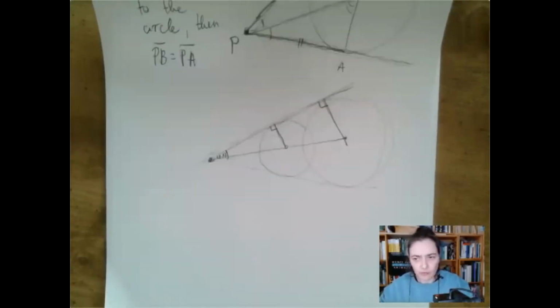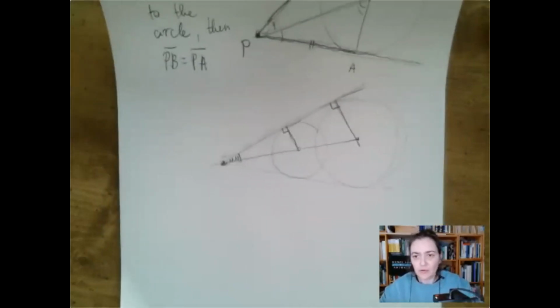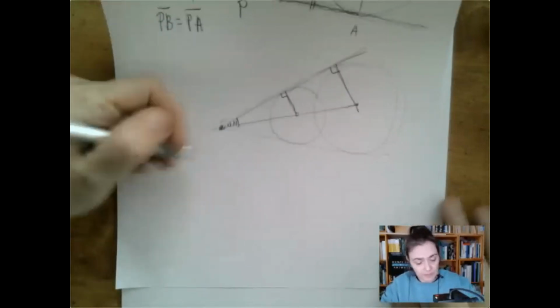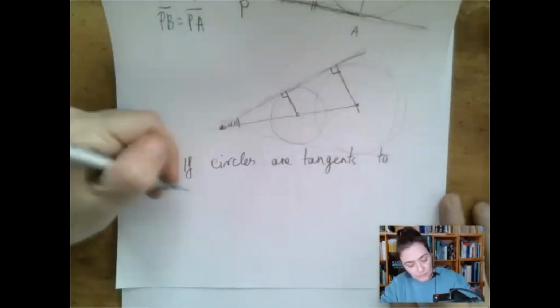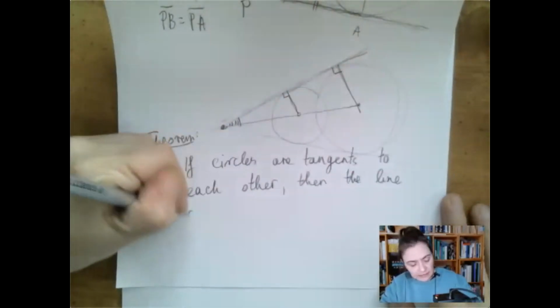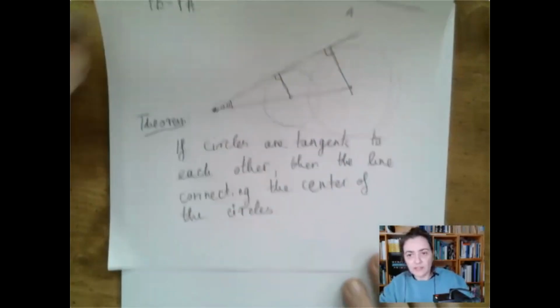Now, before we move on, there is one more thing I want to show you, and that is what happens when two circles are tangent to each other. And again, there is a convenient scarcity of facts; there is not that much to think of. There is just one theorem about it, and it's literally just one. If circles are tangent to each other, then the line connecting the centers of the circles also contains the point of tangency.